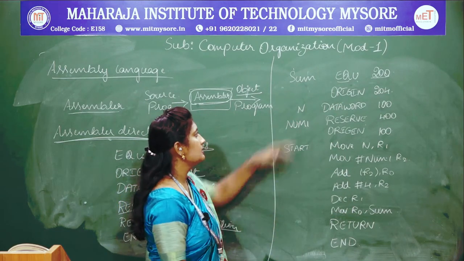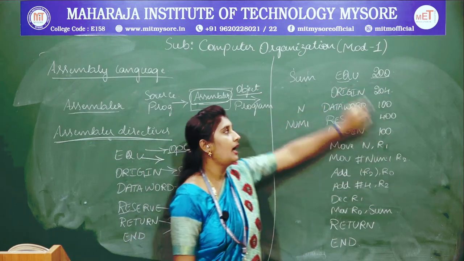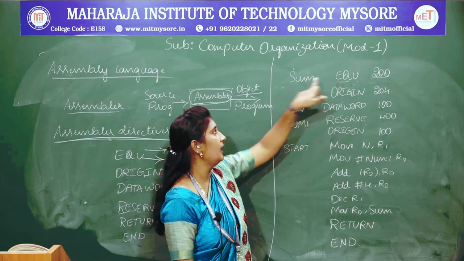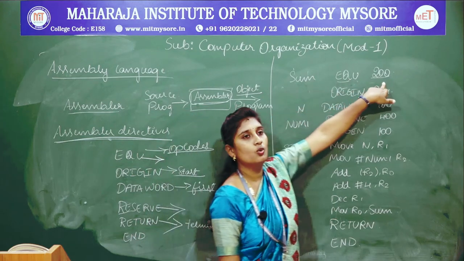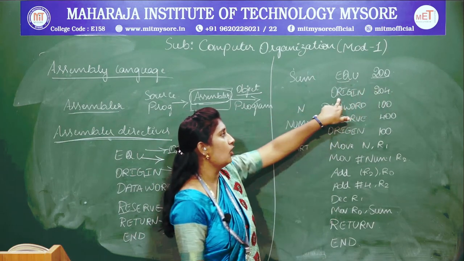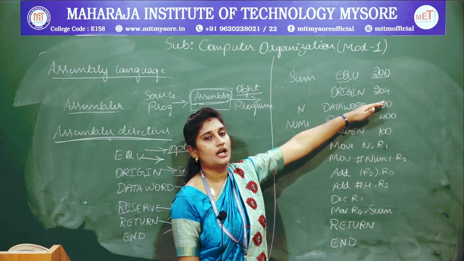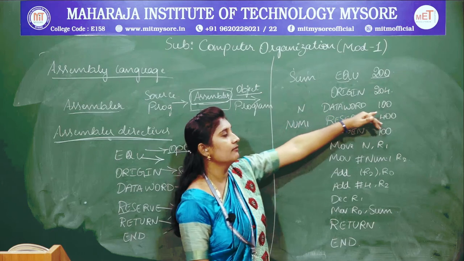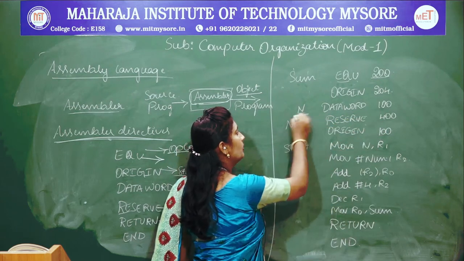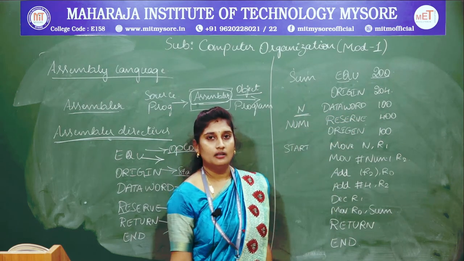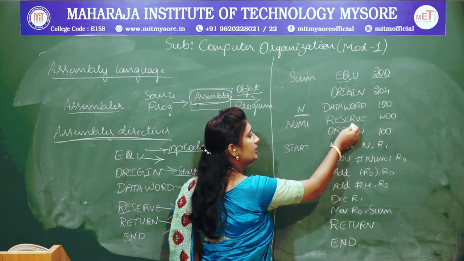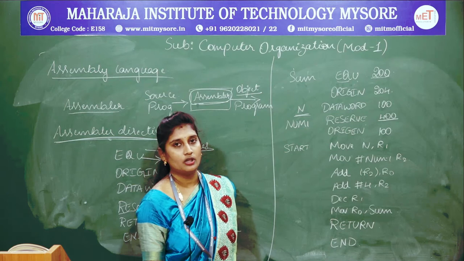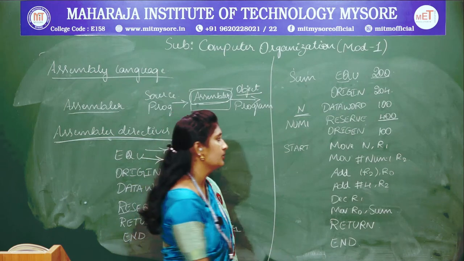So here SUM EQU 200 means I encountered an EQU assembler directive, so I will be replacing the SUM with the 200 value. Next, ORIGIN 204. I need to start my program at the 204 memory location. N DATAWORD 100. So this will be holding the n numbers values, and NUM1 RESERVE 400. I am reserving 400 bytes of memory location for my additional purpose.